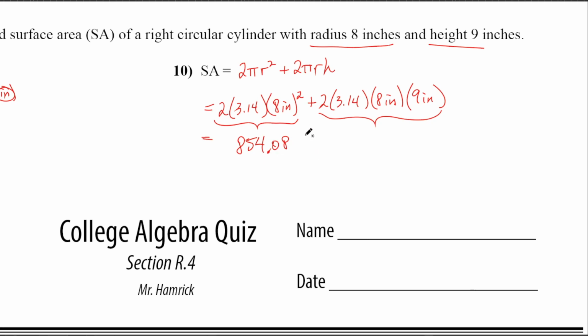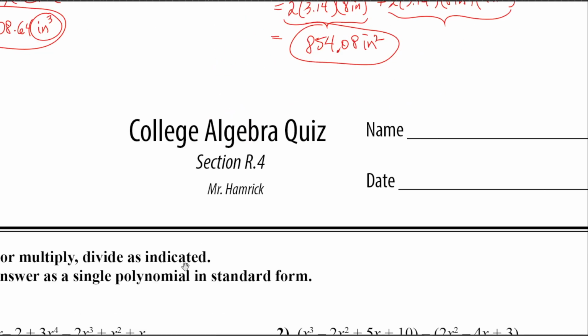Well, what about our units, though? Well, look at this. This is going to be inches squared. This is going to be inches squared. So inches squared plus inches squared is just inches squared. Again, you're asking for area, surface area. Area is always going to be squared. Volume is always going to be cubed. The length, or the distance, is always going to be just whatever the units are. So that would be your answer right there. All right, let's keep going.